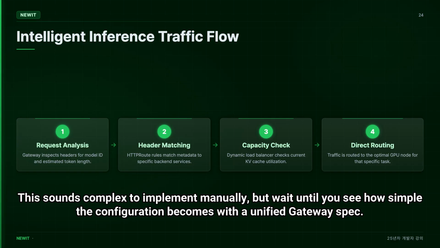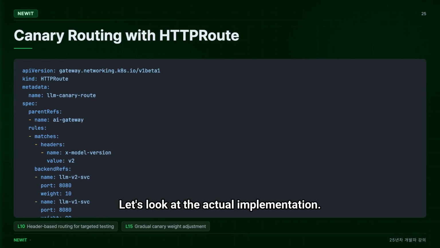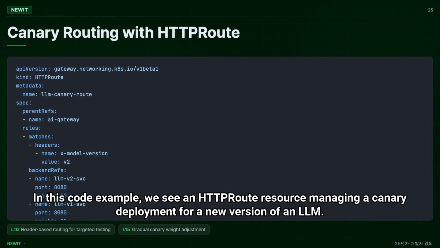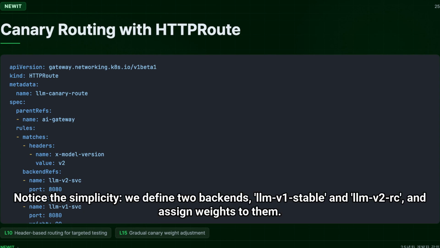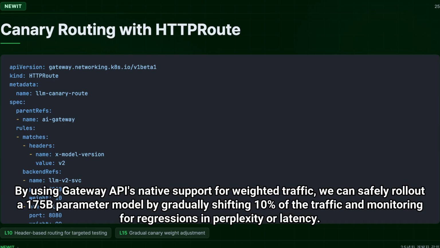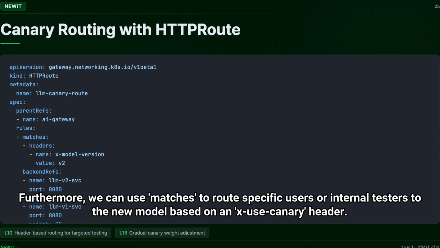This sounds complex to implement manually, but wait until you see how simple the configuration becomes with a unified gateway spec. Let's look at the actual implementation. In this code example, we see an HTTP route resource managing a canary deployment for a new version of an LLM. Notice the simplicity. We define two backends, llm-v1 stable and llm-v2 RC, and assign weights to them. By using Gateway API's native support for weighted traffic, we can safely roll out a 175B parameter model by gradually shifting 10% of the traffic and monitoring for regressions in perplexity or latency.